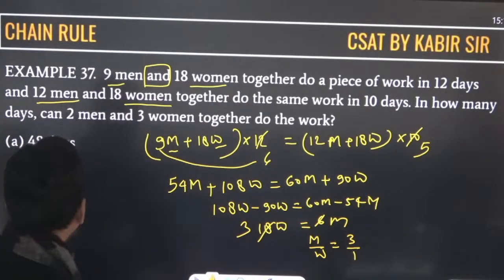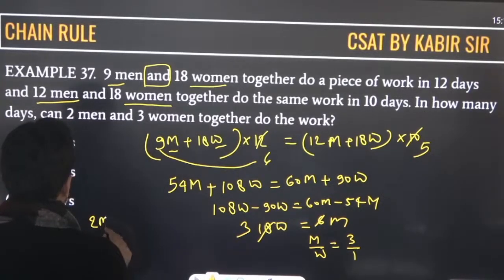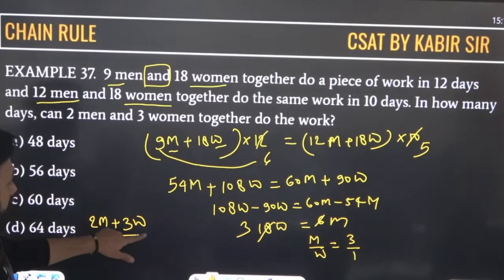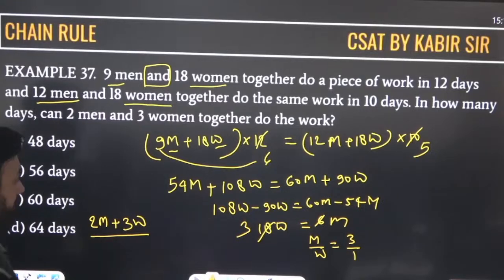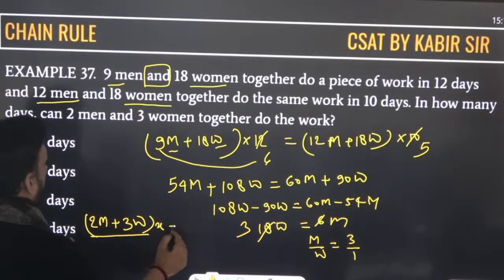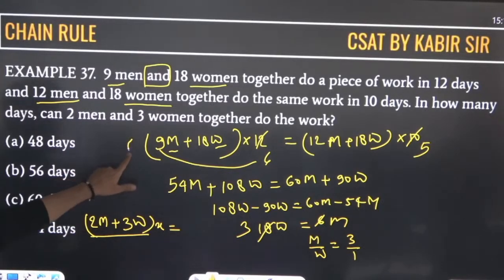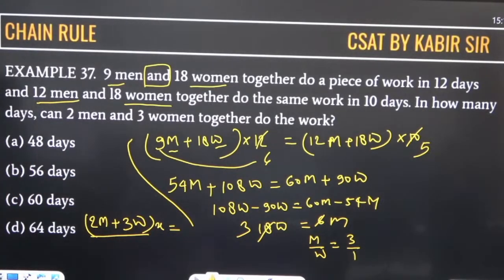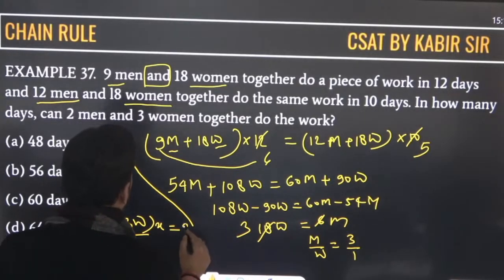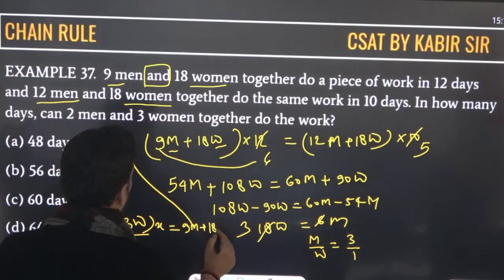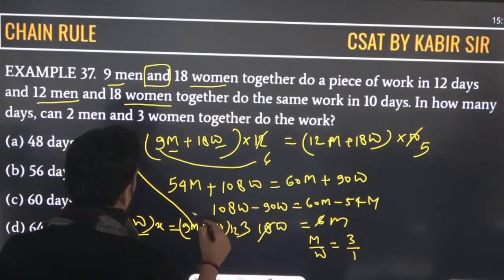Now the question is asking in how many days can 2 men and 3 women complete the work, suppose in X days. Again same thing. This will be equal to what? This is also the complete work. This will be equal to this. Right? Because the work will remain same. This will be equal to 9 men plus 18 women. Are you getting this?